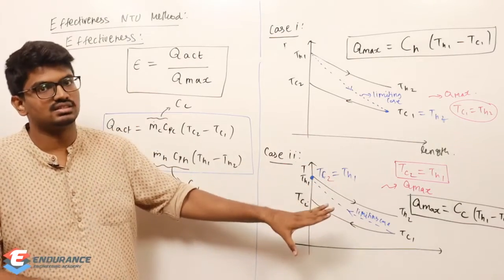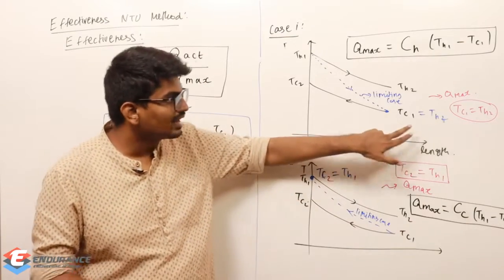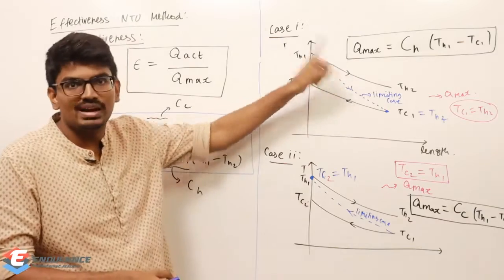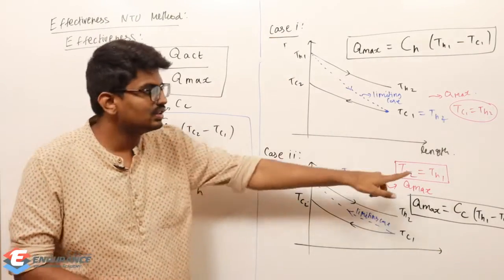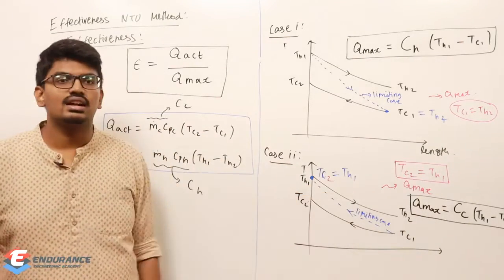Okay, two possible cases. By substituting those two conditions, we got two conditions, right? Th2 has to be Tc1. By substituting that condition in Q actual, I'm getting Qmax from case 1. And here, what is the condition for Qmax? Tc2 is equal to Th1. That is the limiting case condition. By substituting that limiting case condition, I'm getting another Qmax.